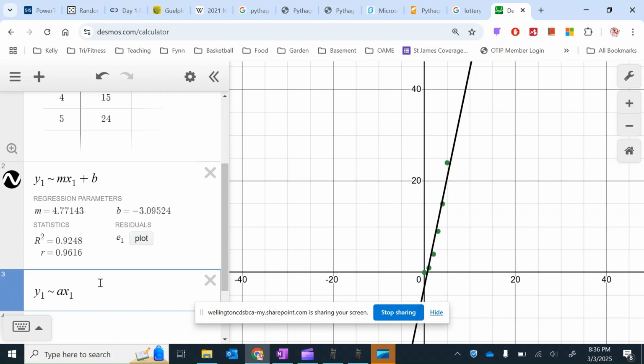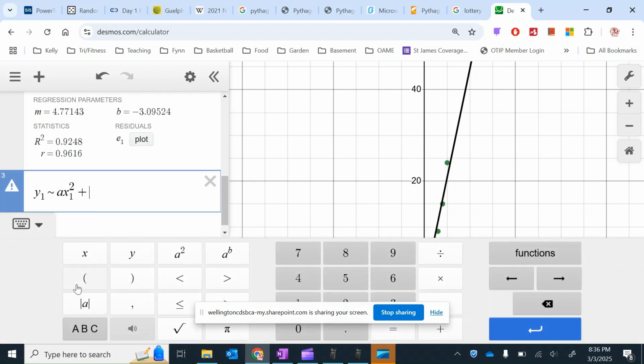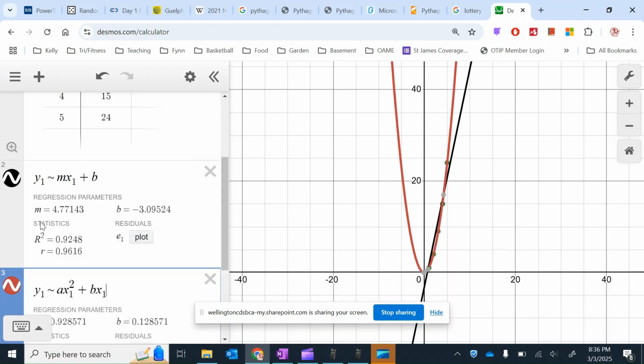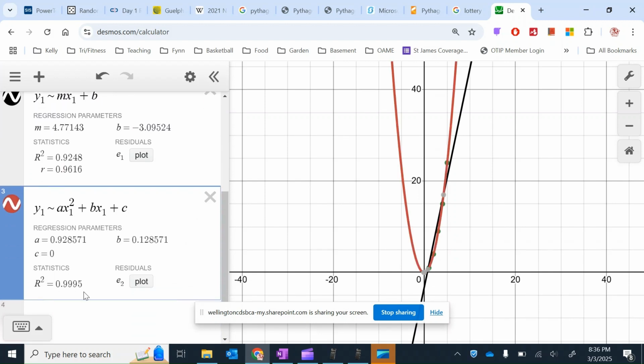Now when you do squared, use the hat, which is on top of the 6. Or on your keyboard, you should be able to add a square. If I'm using this, there's a square button right there. Plus bx1 plus c. Now here, there's no r value, but look at the r squared value. It's pretty much bang on. It's even stronger than the r squared value here.